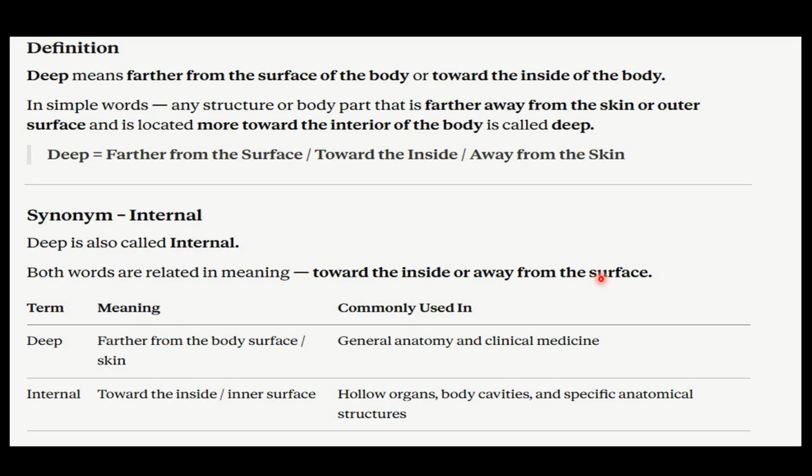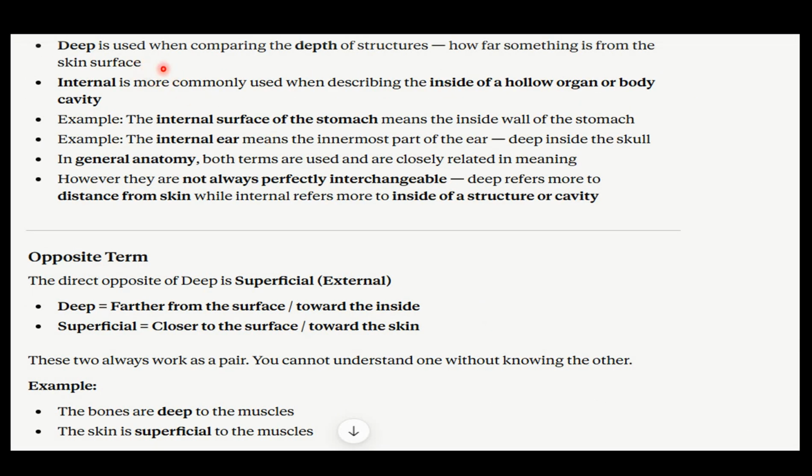Deep means farther from the body surface and skin, and it is commonly used in general anatomy and clinical medicine. Whereas internal means toward the inside or inner surface. The meaning is again the same, but it is most commonly used for hollow organs, body cavities, and specific anatomical structures. So we can conclude that deep is used when comparing the depth of structures, how far something is from the skin surface. Internal is more commonly used when describing the inside of a hollow organ or body cavity. Clear? Fine.